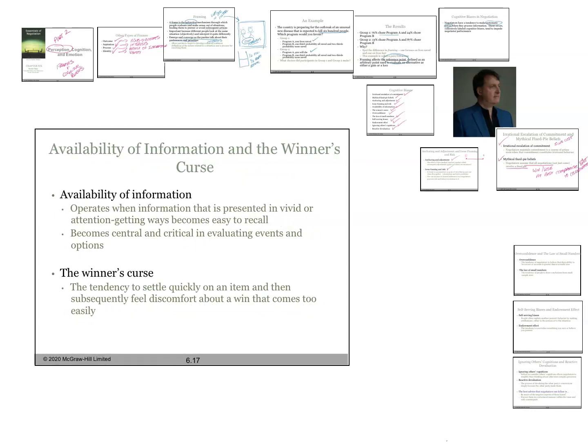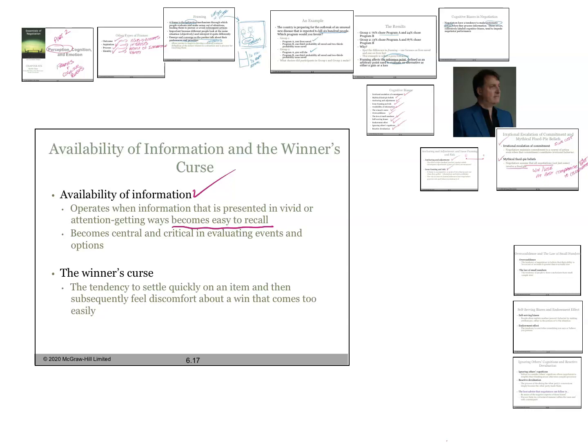Availability of information. This operates when information that is presented in vivid or attention-getting ways becomes easy to recall. So if you present a point of view or perspective in a negotiation that is well illustrated and can be recalled easily, that's going to give it more power. At the same time, the information you have or have access to may be subject to this cognitive bias.